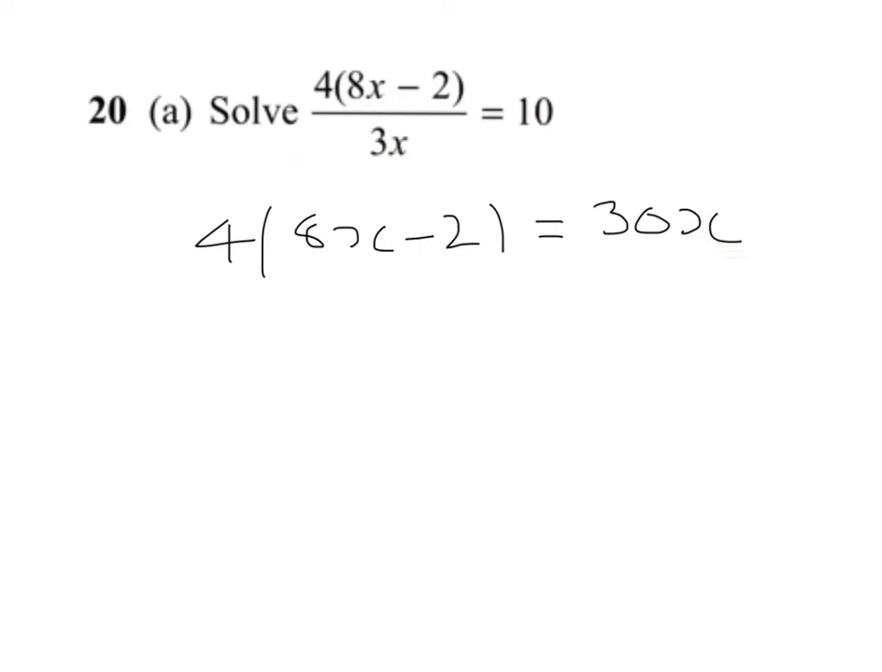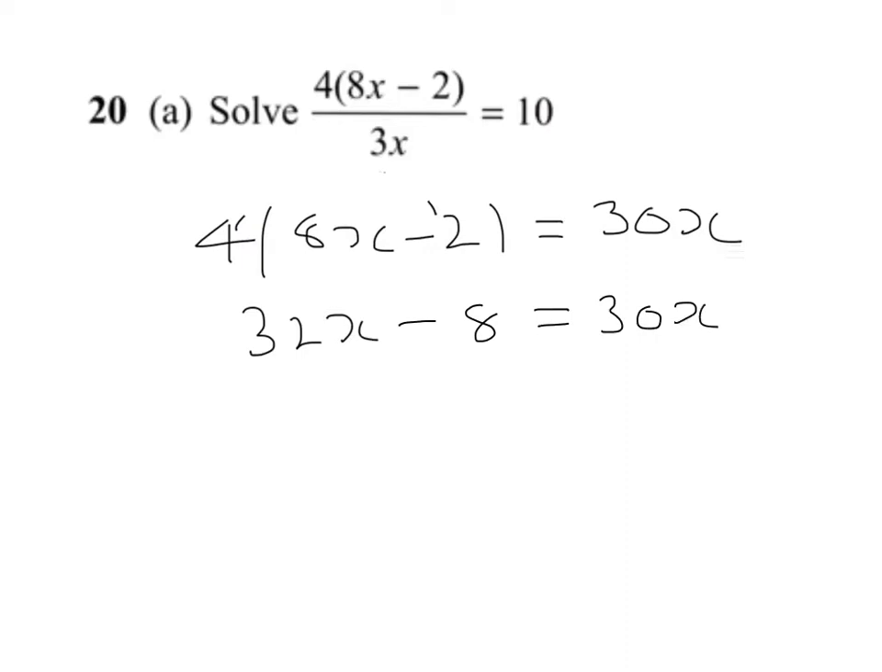Now we need to open out our brackets, so we've got 4 times 8x, which is 32x. 4 times minus 2, let's just rub that out. Picked the wrong thing there, so let's do that again. So 4 times 8x was 32x. 4 times minus 2 would be minus 8, equals 30x.